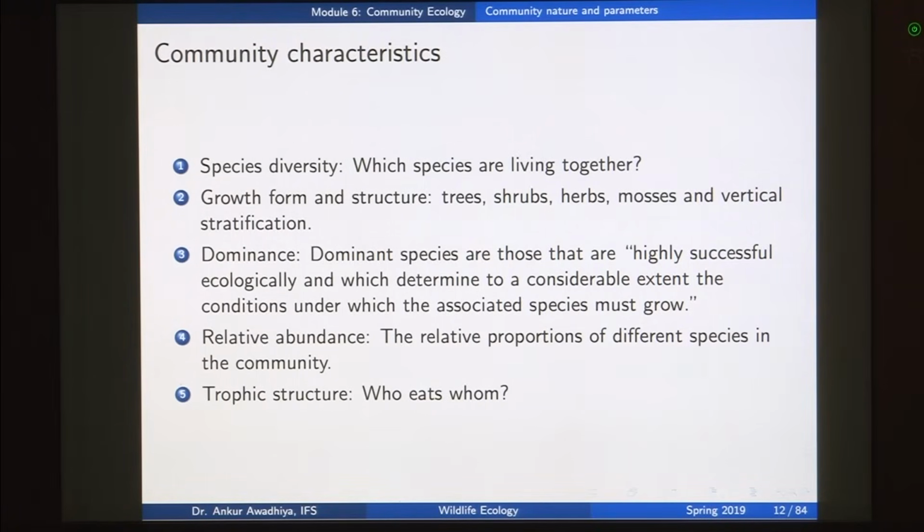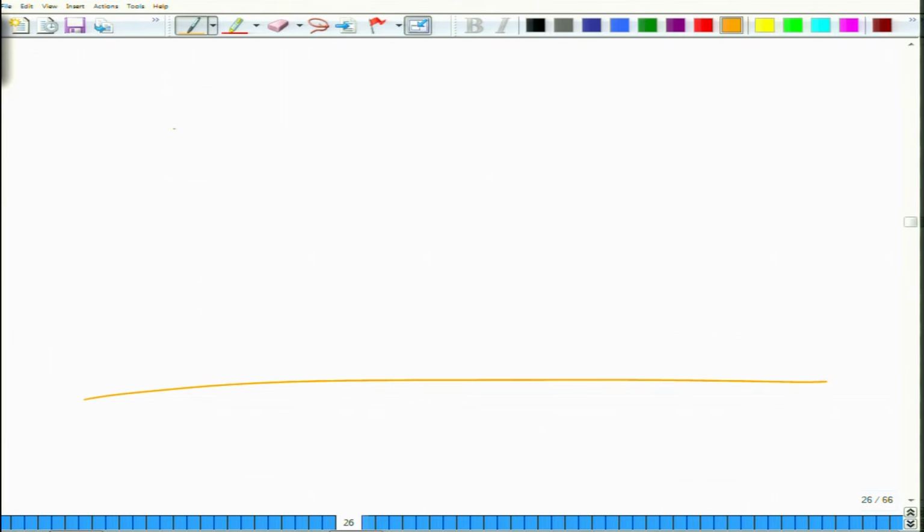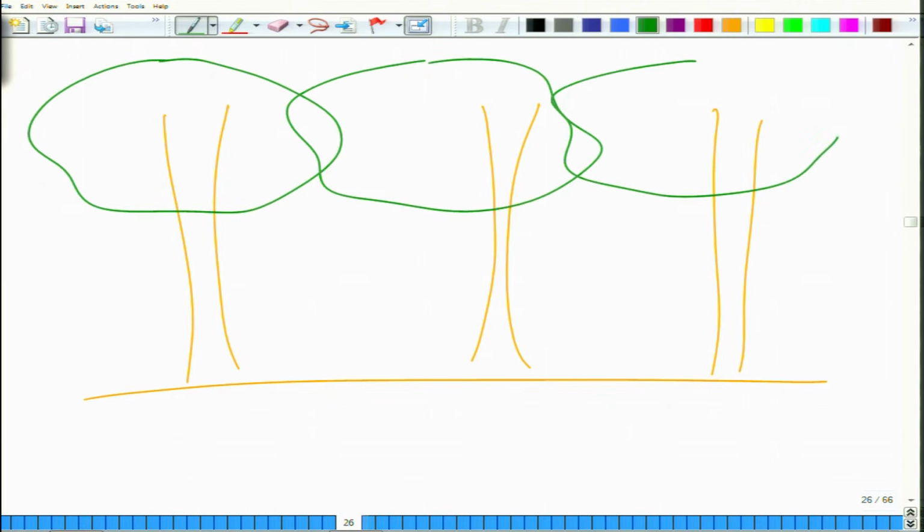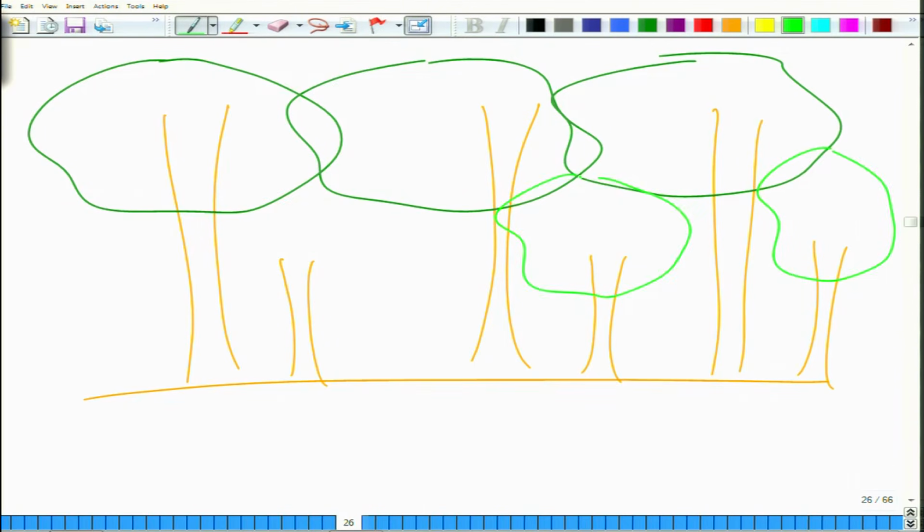The second characteristic is the growth form and structure. What is the vertical stratification in a community? So if we talk about an equatorial rainforest, you will have a top canopy that is comprised of very tall trees, and these trees are practically covering up the whole of the canopy, and then you will be having some trees that form a middle story. So these are those species that are more shade tolerant, so they do not require a very great amount of sunlight, because of which they are able to survive below the top canopy.